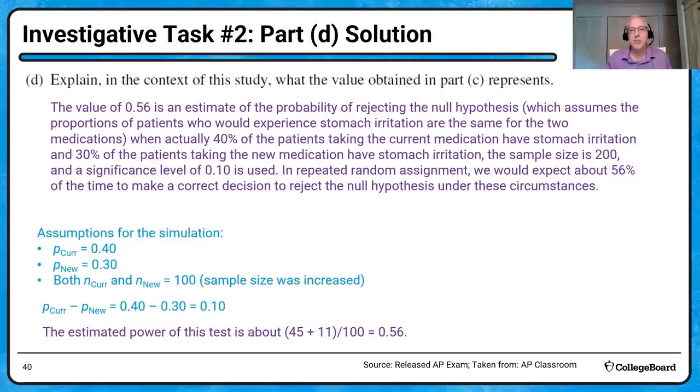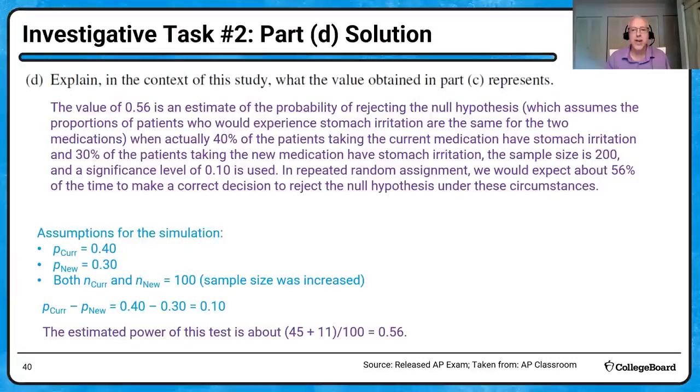All those inputs are part of describing the power of the test. In repeated random assignment, we would expect about 56% of the time to make a correct decision to reject the null hypothesis under these circumstances. So that last part is, what does that probability represent?